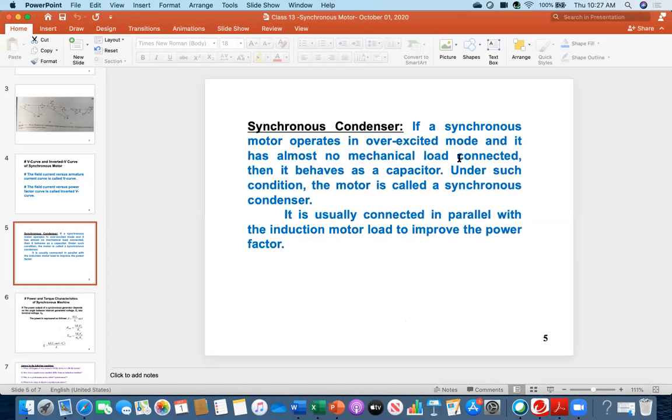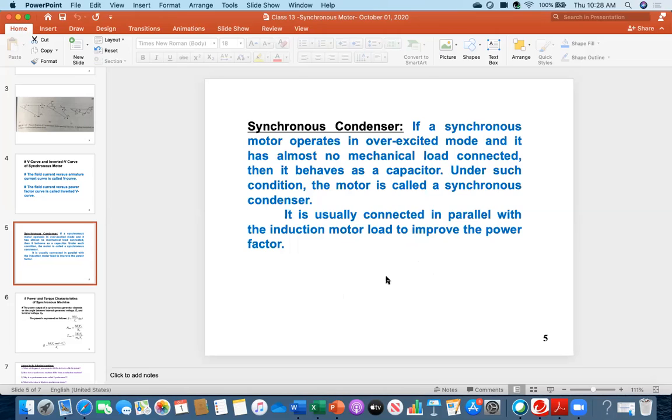Therefore, everybody once again look: if a synchronous motor operates in overexcited mode and it has almost no mechanical load, meaning that delta is 0, then it behaves as a capacitor. Everybody, could you follow me? Yes, I could. So now everybody see, as I said, this is equivalent to a capacitor.